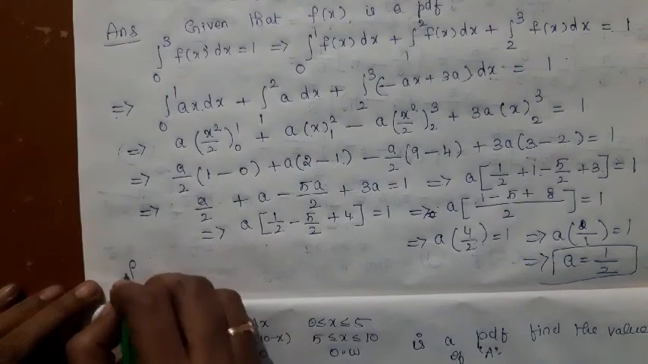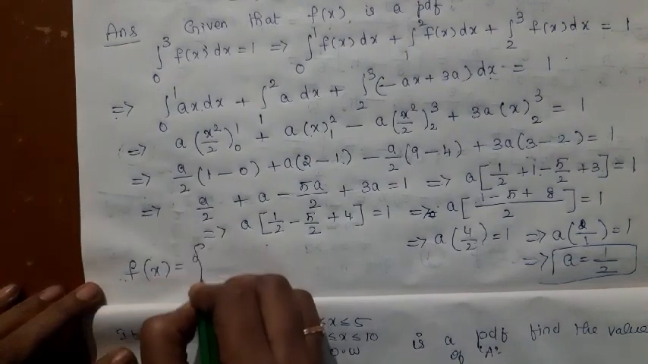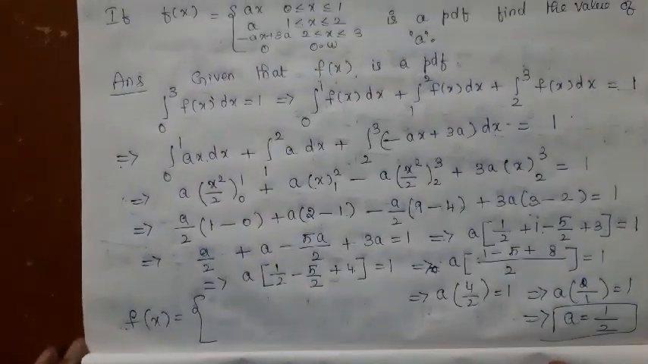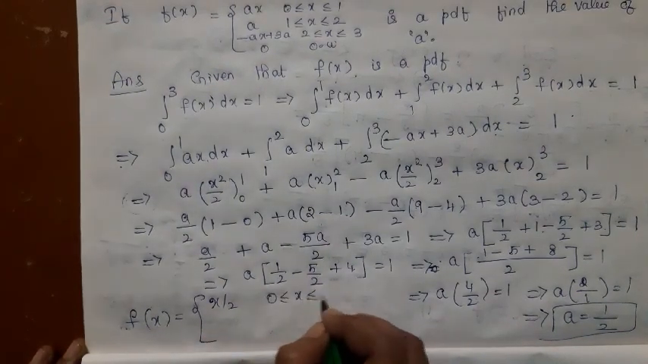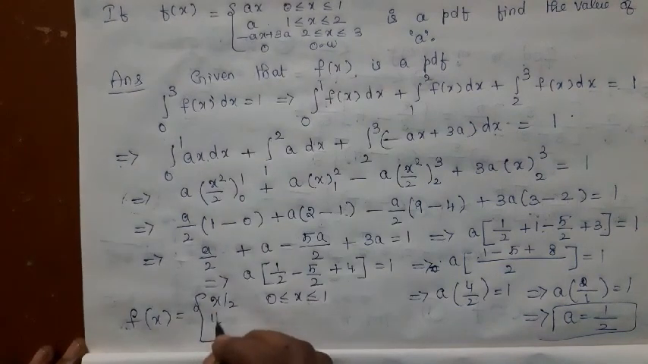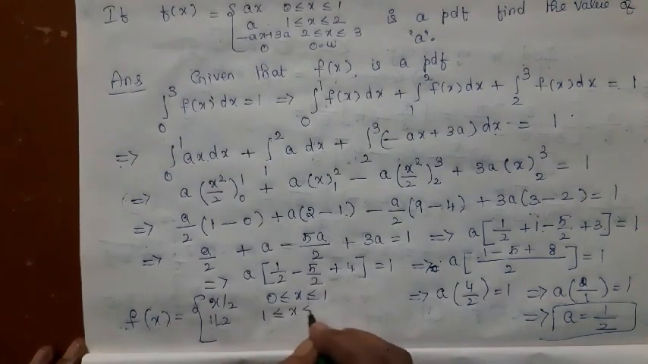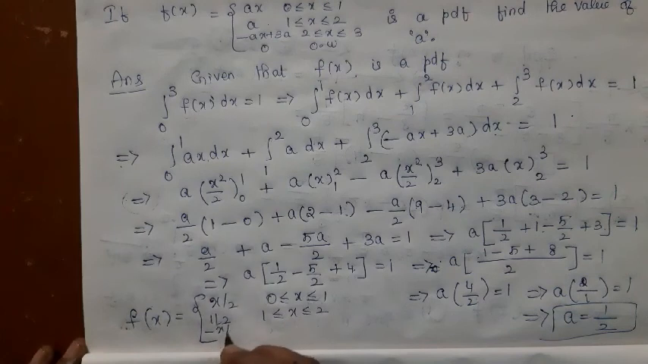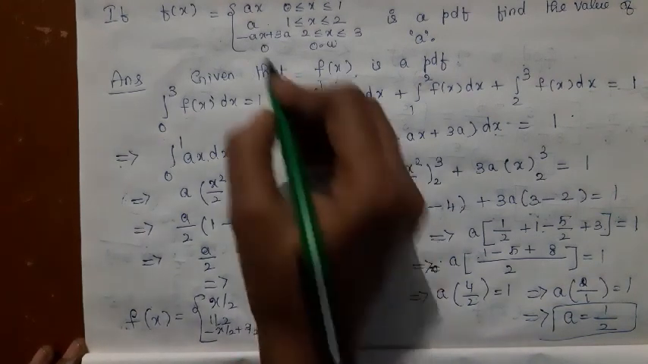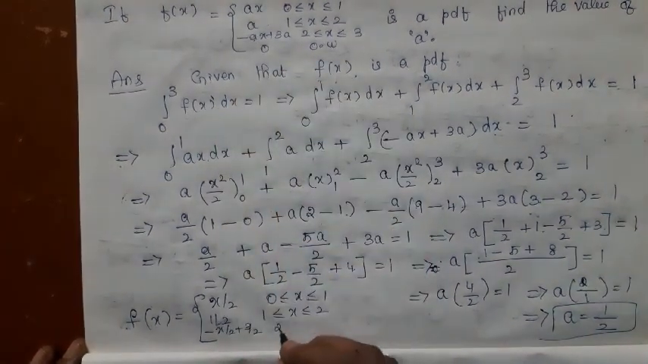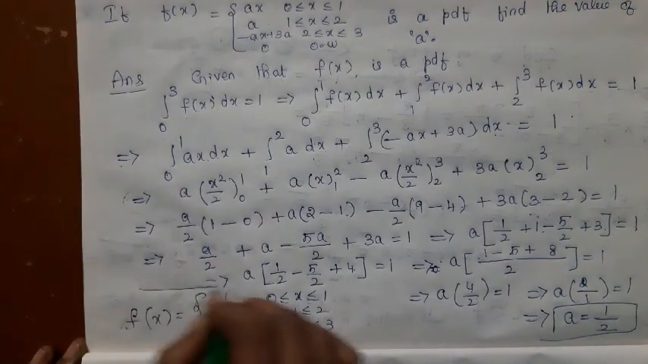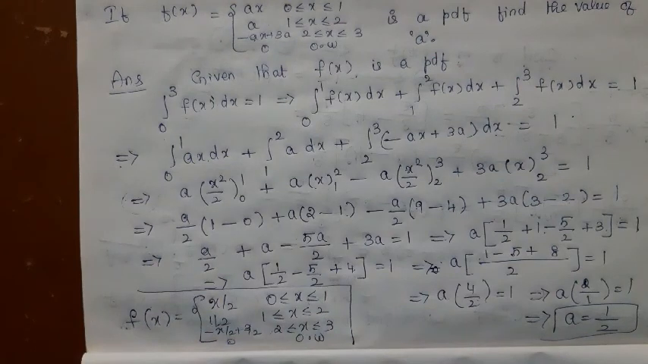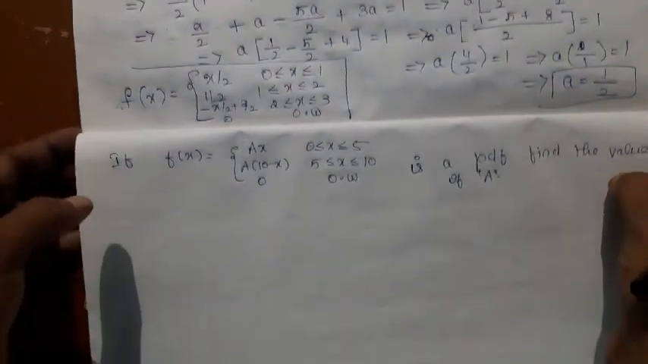You can also summarize like this. f of x is equal to, put a in the formula: ax, that is x by 2 in the range 0 to 1, and a, that is 1 by 2 in the range 1 to 2, and minus x by 2 plus 3 by 2. I am substituting 1 by 2 for a in the range 2 to 3 and 0 otherwise. Yes? Okay. So this is how you compute a constant when it is known that a given function is a PDF.